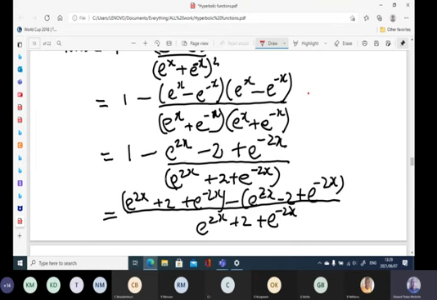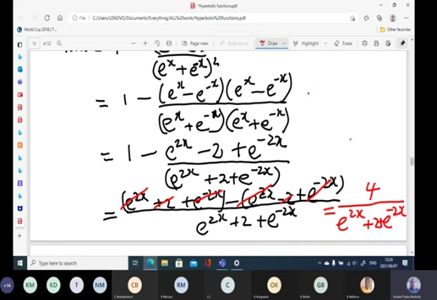So I'm going to use a different color. These two are actually like terms and they cancel out. 2 and minus 2, they add up, so this will give you 4. And this one and that one, they cancel out. So it means that your answer will be equal to 4 over e to the power 2x plus 2 plus e to the power minus 2x.